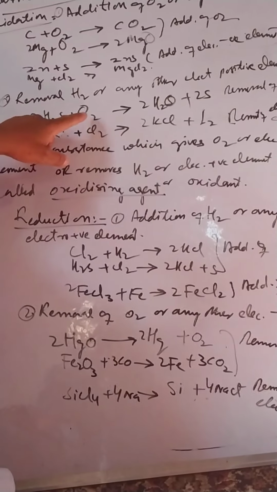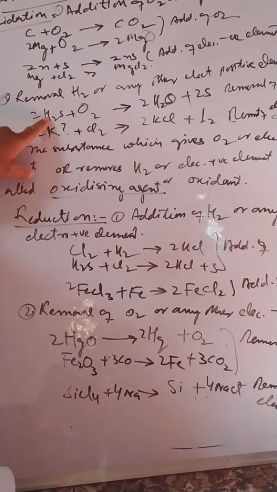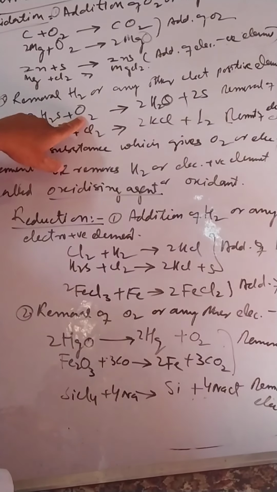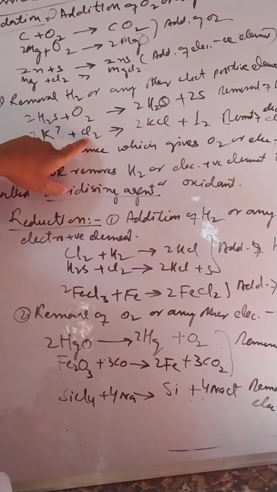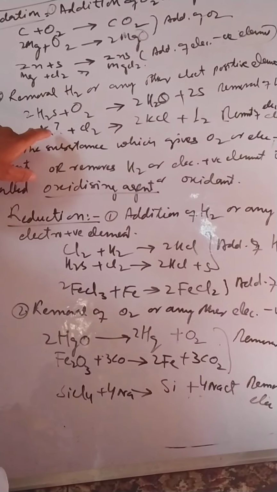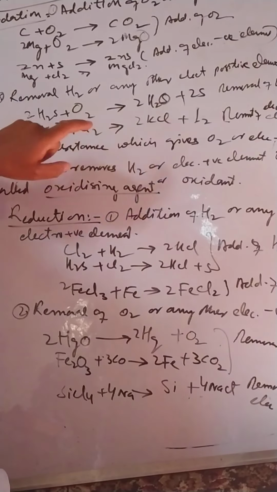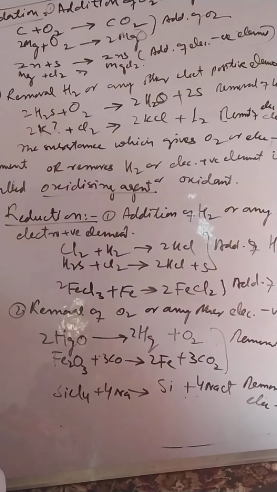Similarly, here oxygen removes hydrogen from sulfur. So here oxygen is again the oxidizing agent because it removes hydrogen from sulfur. Similarly, chlorine removes potassium from iodine. So here chlorine is the oxidizing agent.